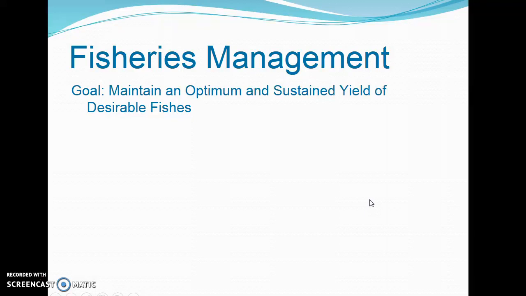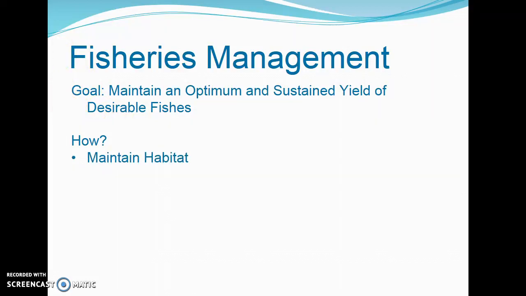So the goal of a fisheries management system is to maintain an optimum and sustained yield of desirable fishes. Well, obviously, what's desirable? And the thing about fisheries is desirable might not be native. So it goes back to our value system here. But most of the fish that we fish for in Colorado are non-native species to Colorado. So how do we achieve this goal?